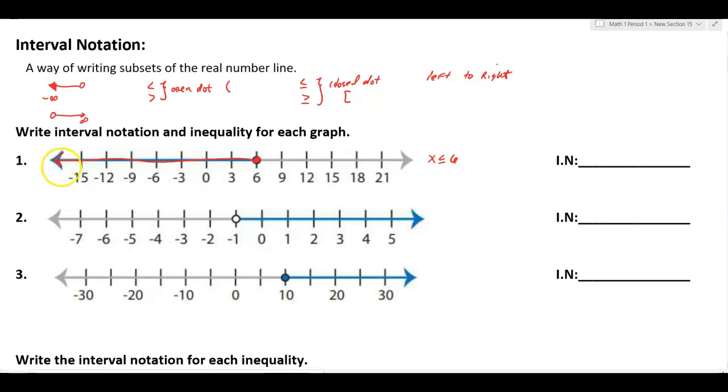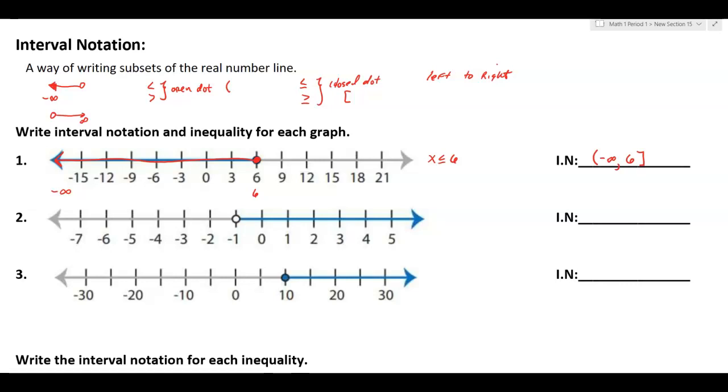Well, if it goes to the left forever and ever, we write the interval notation from left to right. So where is it starting on the left? At negative infinity. And then where does it end on the right? It ends at 6. So when we write our interval notation, we know it's a round parentheses, negative infinity, because that's where it's starting on the left. And where does it end on the right? At 6. Since it's a closed dot, or it's equal to, we know we're going to use a square bracket.